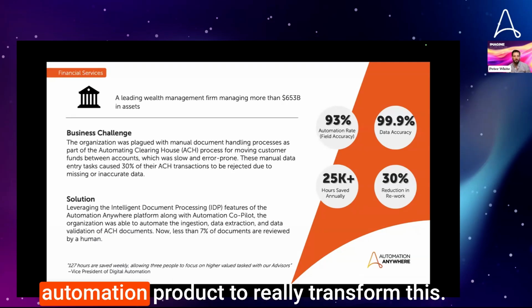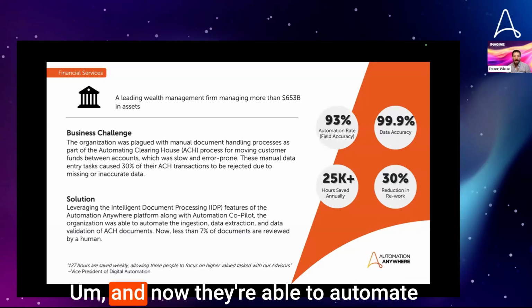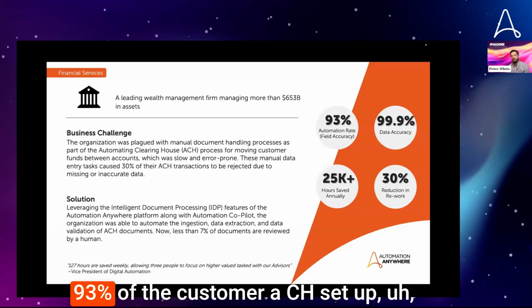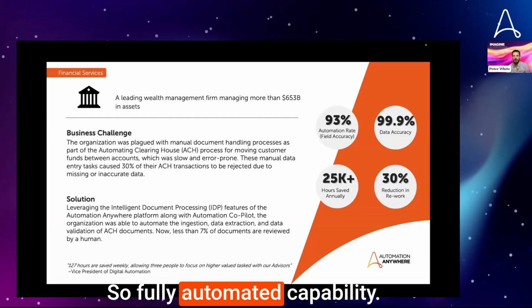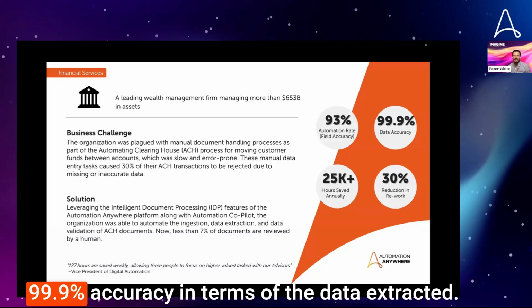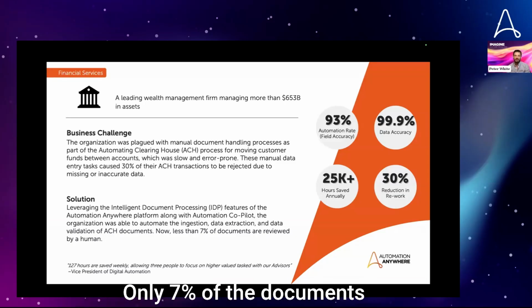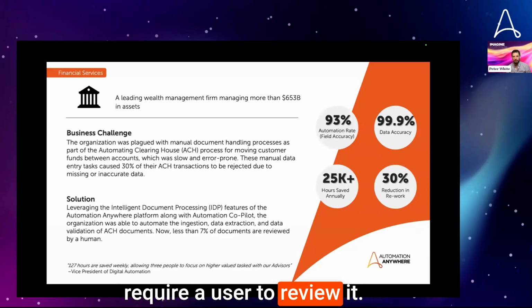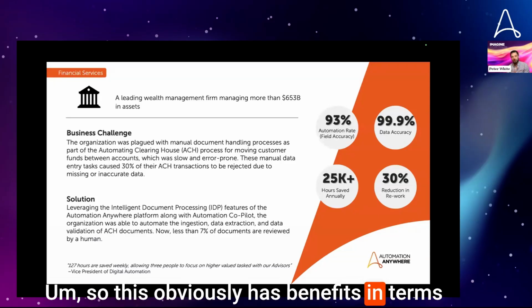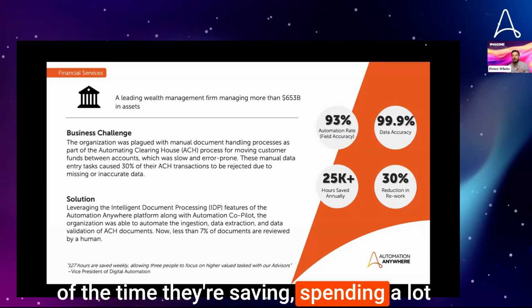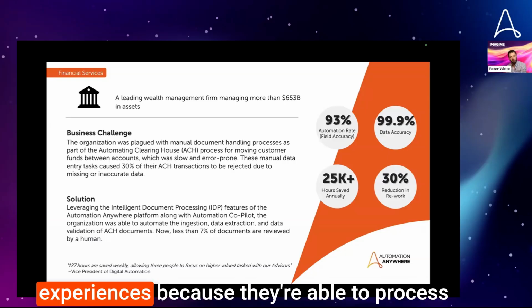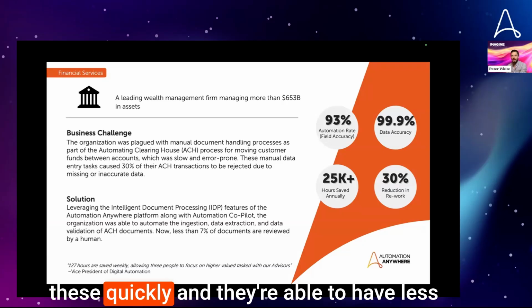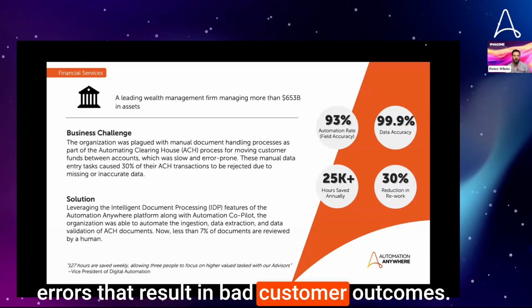They brought in our document automation product to transform this. Now they're able to automate 93% of the customer ACH setup forms and other documentation that come in without any human involvement. So it's a fully automated capability, with 99.9% accuracy in terms of the data extracted. Only 7% of the documents require a user to review them. This obviously saves time and manual effort, but it also results in better customer experiences because they can process these quickly and have fewer errors that result in bad customer outcomes.